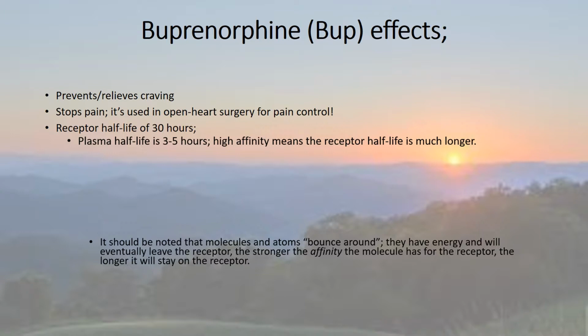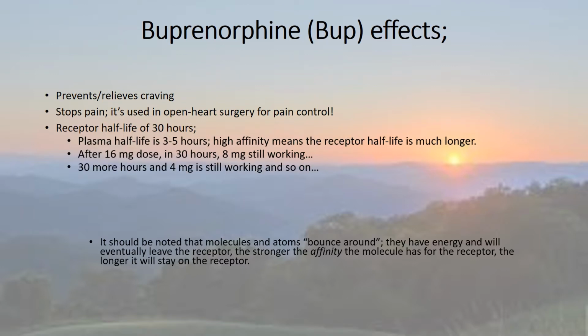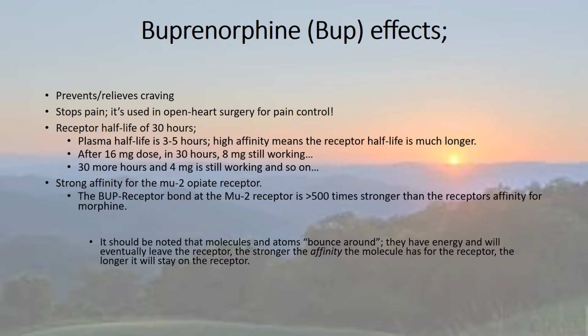This strong affinity for the mu2 receptor means that the bup receptor bond at the mu2 receptor is about 500 times stronger than the receptor's affinity for morphine. This means that a much longer time is necessary before the buprenorphine will randomly bounce off the receptor than morphine or heroin would. It should be noted that molecules and atoms sort of bounce around and have energy. They will eventually leave the receptor.